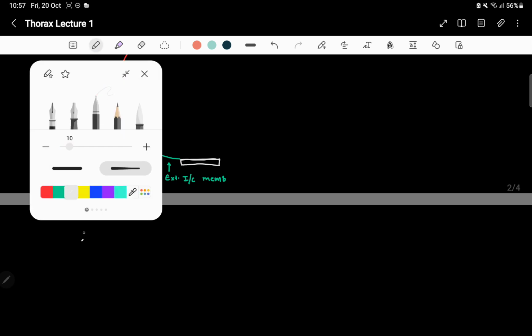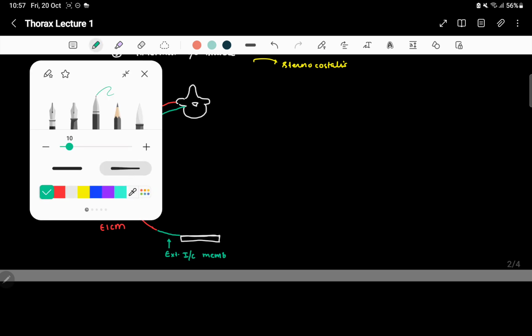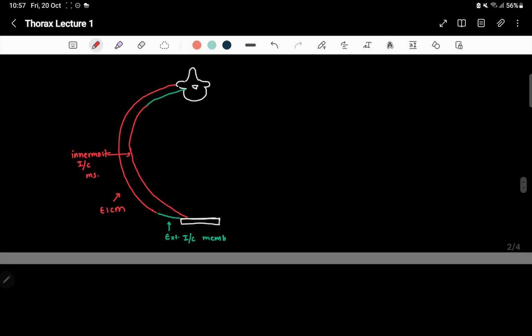Okay, this is the external intercostal muscle which is attached to the sternum via the external intercostal membrane. Okay, then your innermost intercostal muscle, let me draw it. So again here is a membrane, and by the membrane originates the muscle known as your innermost intercostal muscle.